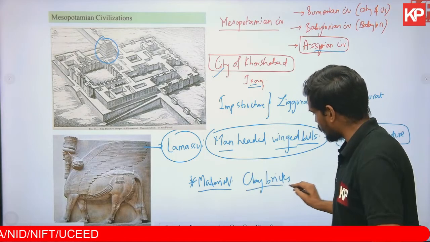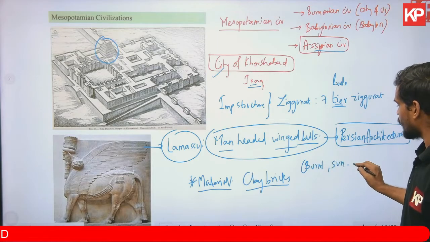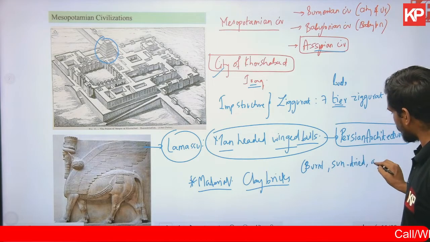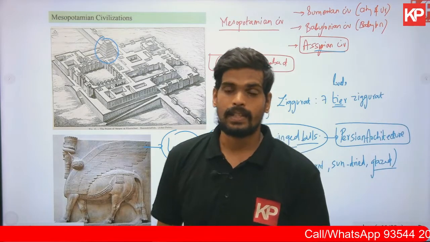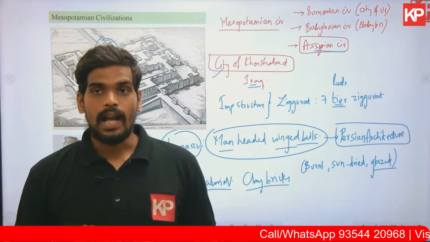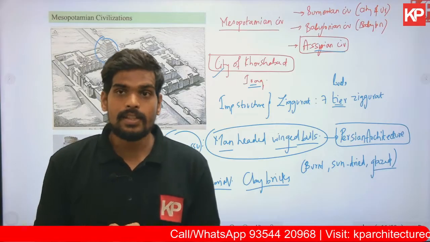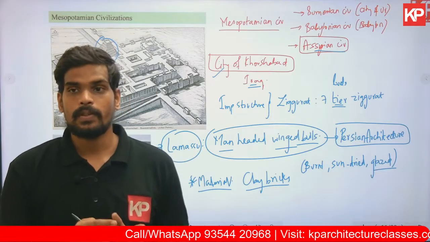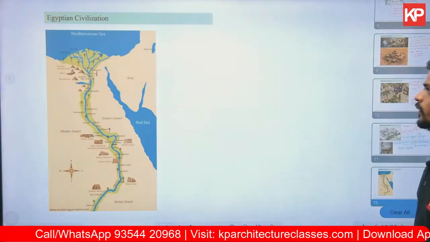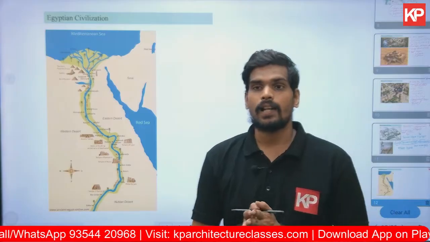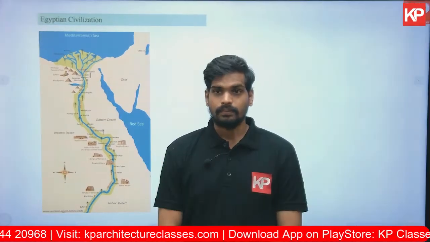Various types of clay bricks were used, like normal burnt clay bricks, sun-dried bricks, or glazed bricks, blue glazed and other glazed bricks, glazed as in colored bricks. So these are the various types of bricks which were used in Mesopotamia. With that, we have completed the Mesopotamian civilizations part. Mesopotamian civilizations existed along the river systems of the Euphrates and the Tigris.